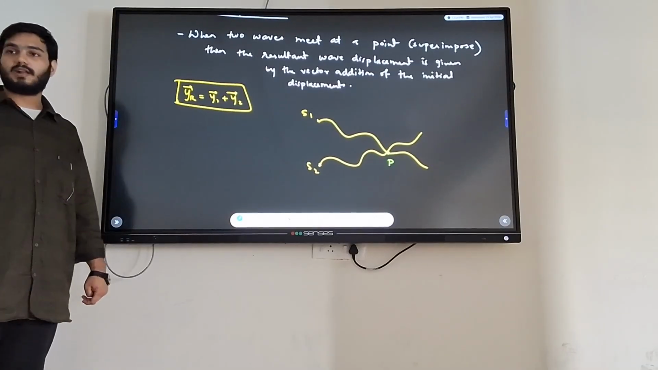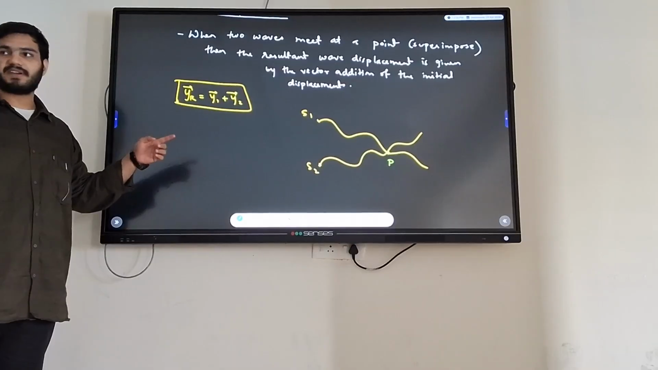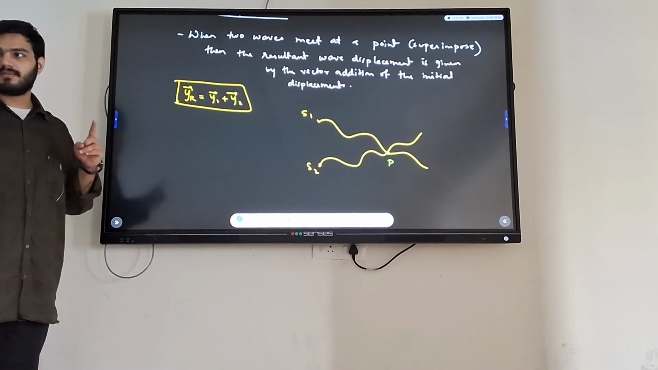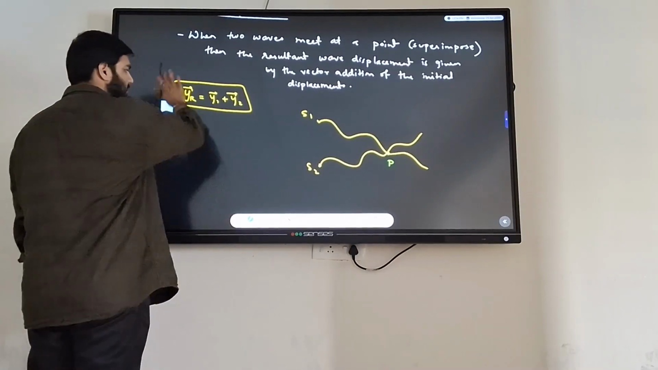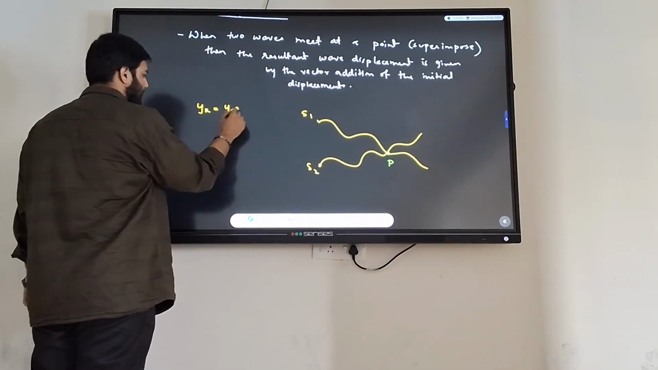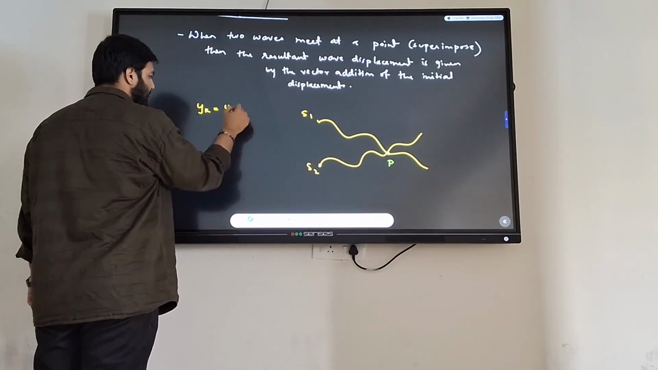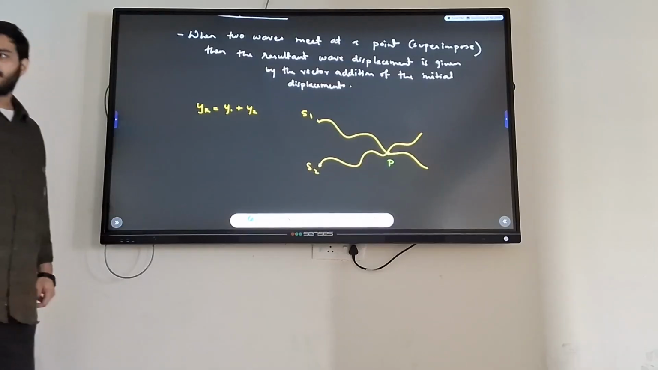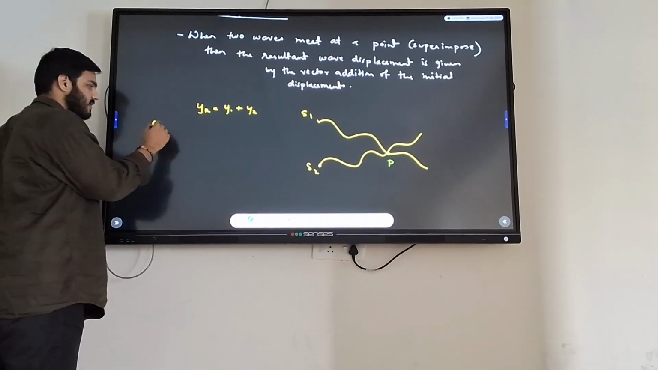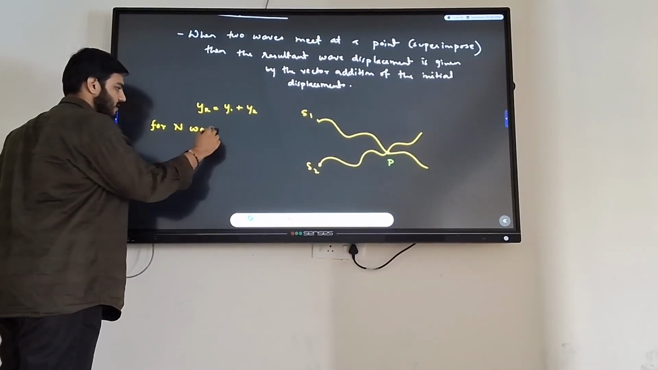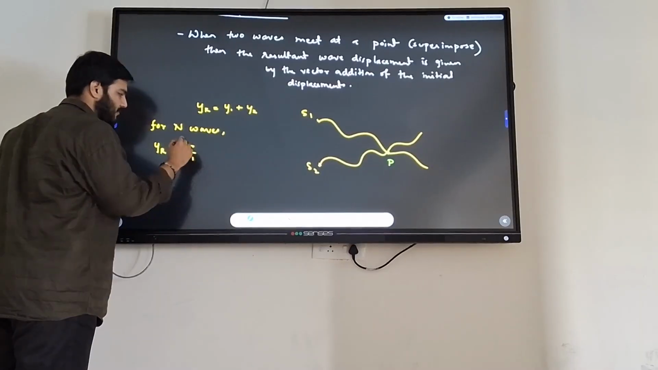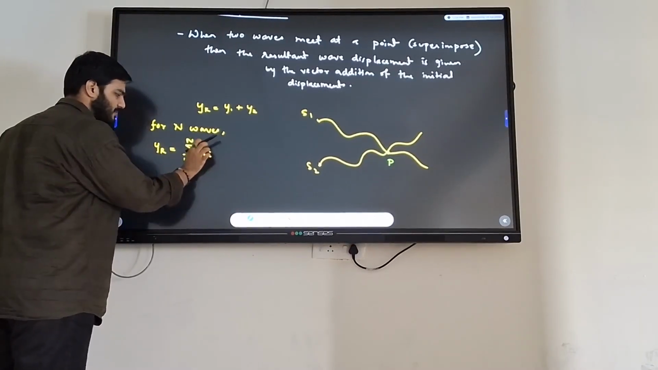Acha, from now and then I will drop the vector sign, but you should remember that direction matters. Okay? So even if I drop the vector sign right now, the equation should be yr is equal to y1 plus y2. Acha, is the superposition principle only valid for two waves? No. Obviously not. You can have n waves. For n waves, how will you write? The yr can be written as summation i from 1 to n of yi. Everyone knows this symbol.